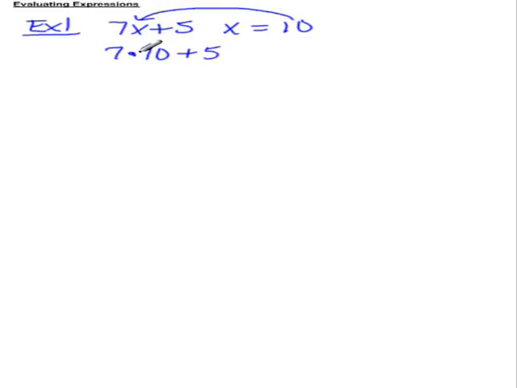Now, once you sub it in, you use order of operations. So do you do multiplication first or addition? Well, you do multiplication first. So 7 times 10 is 70, plus 5 is 75. And that's the answer. Okay, so here is an example for you to do.